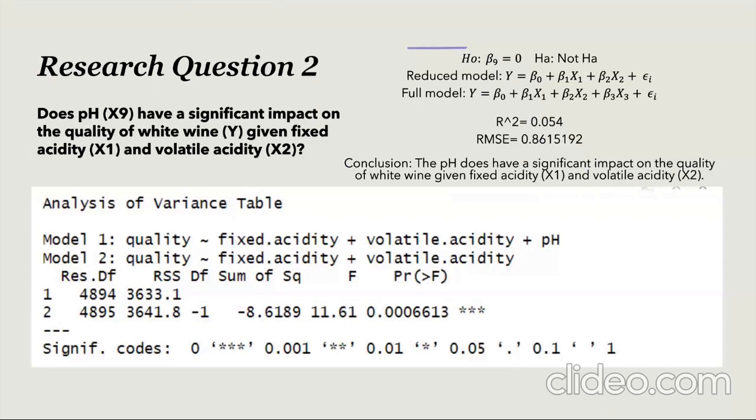The summary ANOVA table showed that the multiple R-squared value was 0.05 with a p-value less than 0.05. This might indicate that the pH does have a significant impact on the quality of white wine given fixed acidity and volatile acidity.